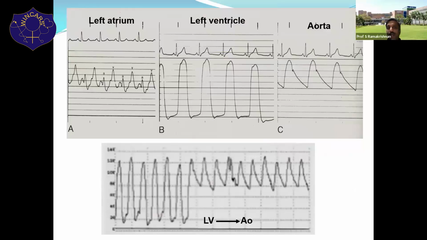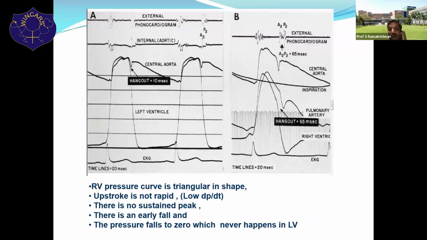The other important question that is commonly asked is how do you differentiate between an LV and an RV trace? Both of the ventricular traces are slightly different. The RV pressure curve is triangular in shape. The upstroke is not that rapid because it has a low dP by dt, and there is no sustained peak. It has a very early fall. The pressure falls to zero, which never happens in LV. So these are the various differences between the RV and LV traces.